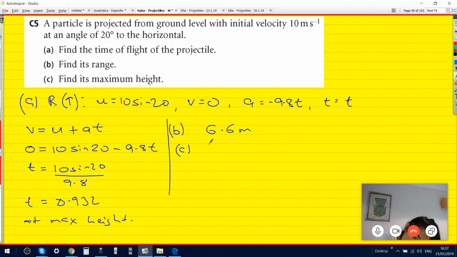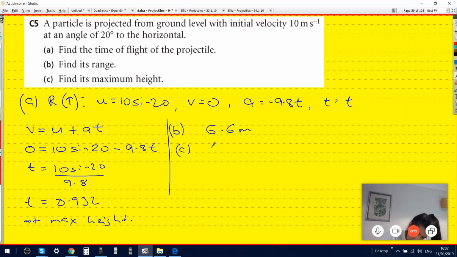Oh, we just forgot how we did it. So what did we do? We did 10 sine 20 t minus 4.9 t squared. I don't think we found the time of when it's at the maximum. Keep in mind that we did find the time of flight in part A. Yeah, and then you just substitute t in, 0.349. Is that what we do? And what do you get?